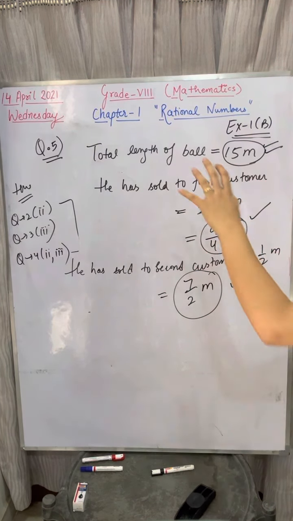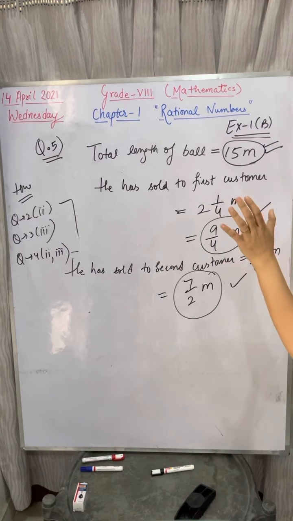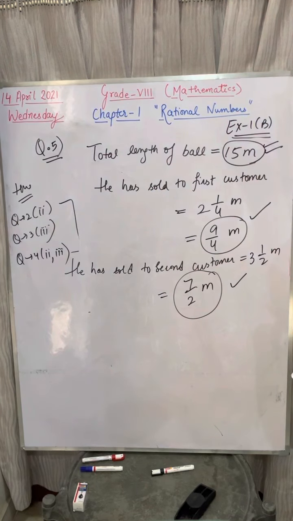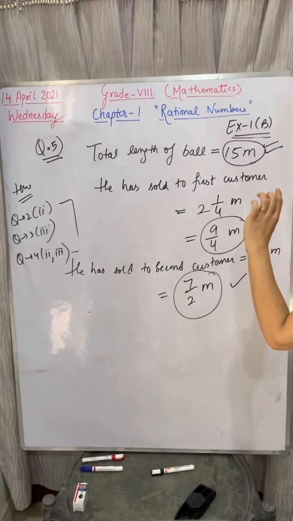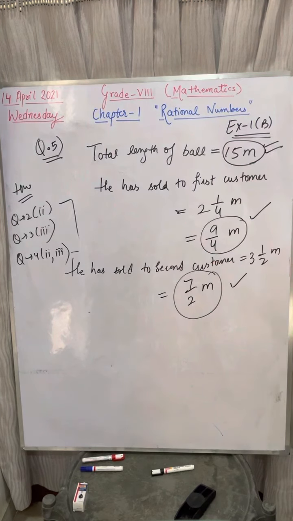Very good. Okay, a shopkeeper is having a ball string of this much length. These 2 lengths he has sold. So you have to add these 2. Whatever the answer will come, then you have to subtract from 15 meter.